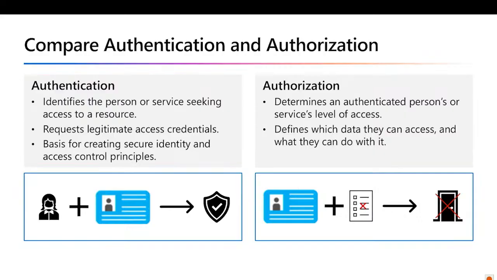Authorization determines the level of access an authenticated person or service has. It defines which data they can access and what actions they can perform with it. For example, an authenticated user might have access to certain files but not edit them. Or they might be able to access specific applications but not others. Together, authentication and authorization work to secure resources by first verifying the identity of users and then controlling their access based on their permissions.